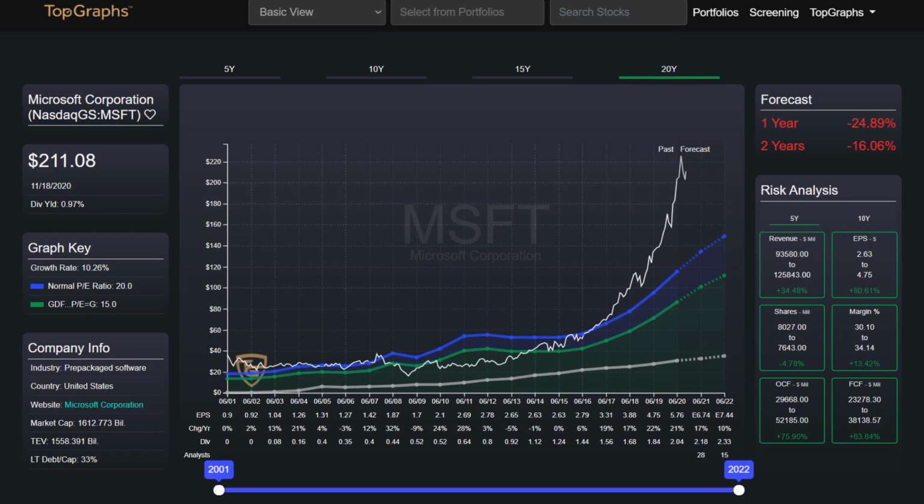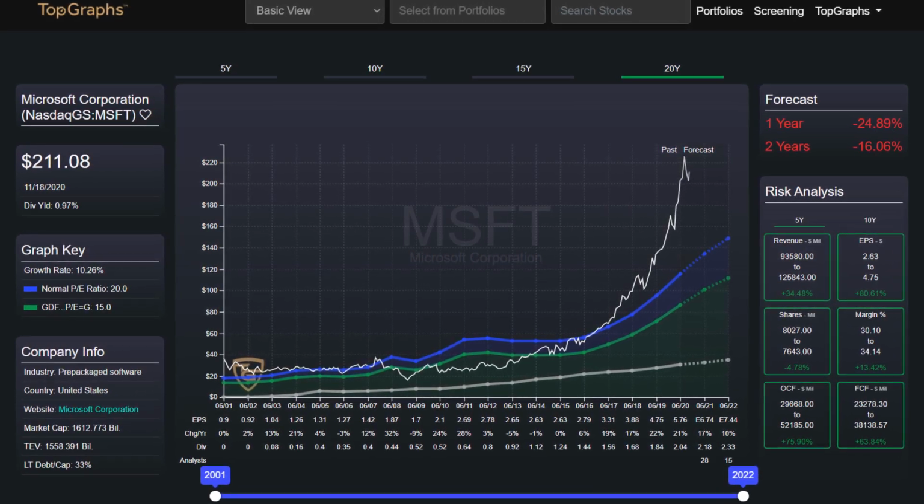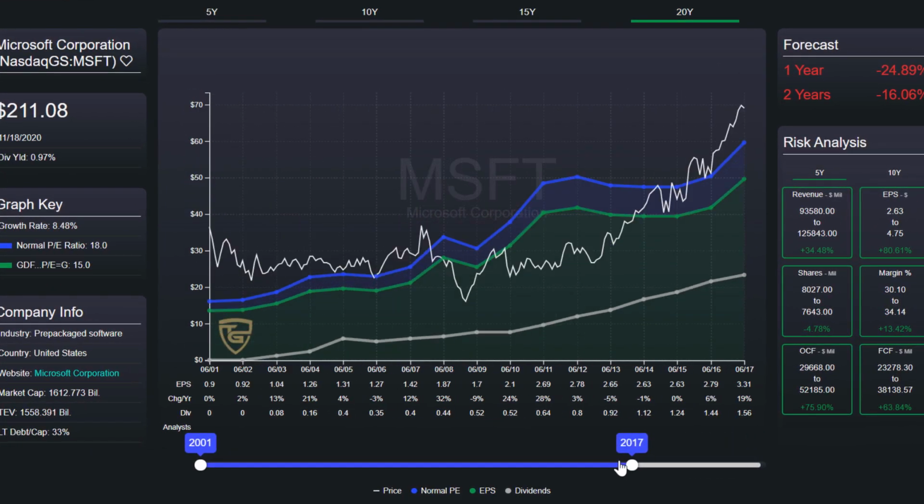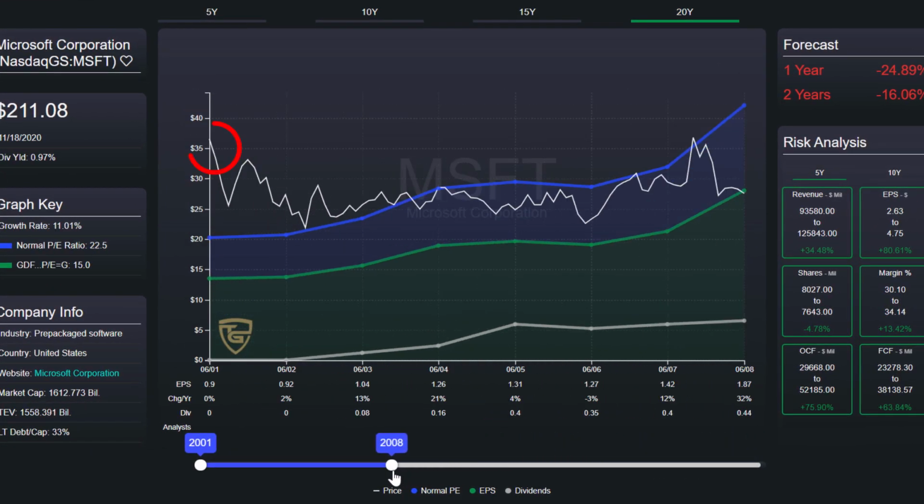The key figures we use to create the graphs are the most important of a company. If the fundamentals are good and rising, the price per share will also rise, as you can see here at Microsoft. There are exceptions when the price is higher than the fundamental data suggests, like here in 2001 when the price is above the blue line, Microsoft is overvalued.